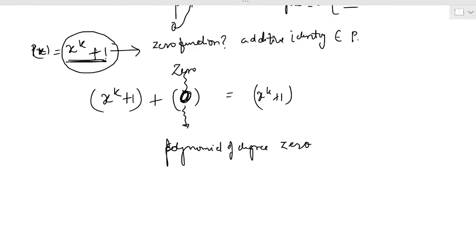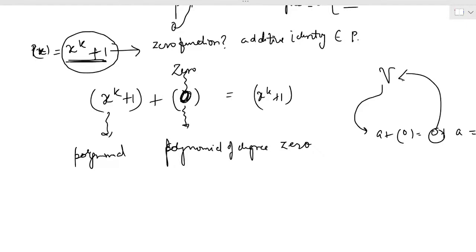Don't say that this is a constant. No, obviously this is a constant. I'm not saying that. Understand, this is a polynomial of degree k. So the additive identity should come from the set itself. It cannot come from outside the set. So whenever I'm saying that V is a vector space, then a plus 0 element is equal to 0 plus a is equal to a. This 0 should be an element of the set V.